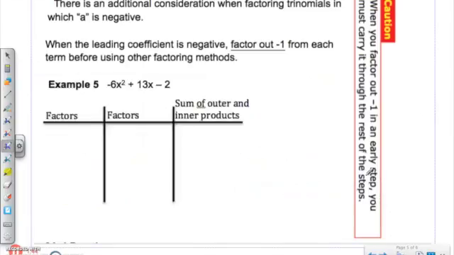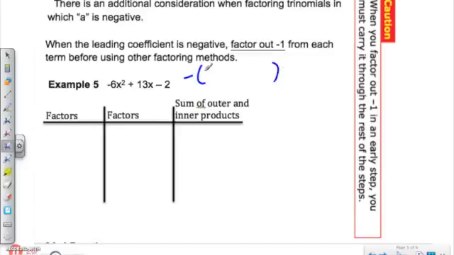Alright, there is one additional consideration when factoring trinomials in which a is negative. We talked in 3A-2 how we don't like having a leading coefficient that is negative. We want to go ahead and factor out that negative 1 from each term before we use any other factoring methods. So because I have a negative on the 6x, the first thing I'm going to want to do is factor out that negative. Now remember, that's going to change the signs on everything else. So it's going to become a positive 6x squared. Our plus 13x is going to become minus 13x. And our negative 2 is going to become a positive 2.